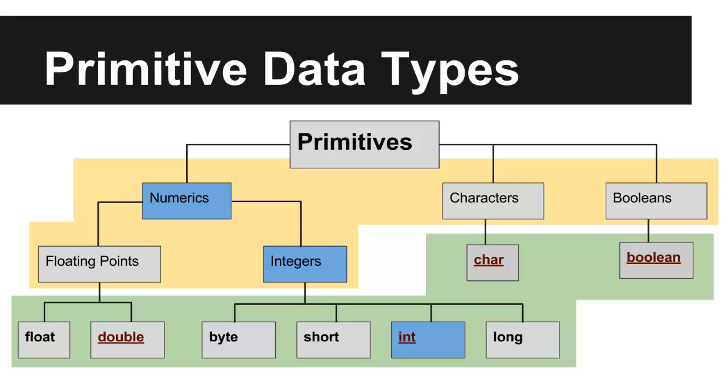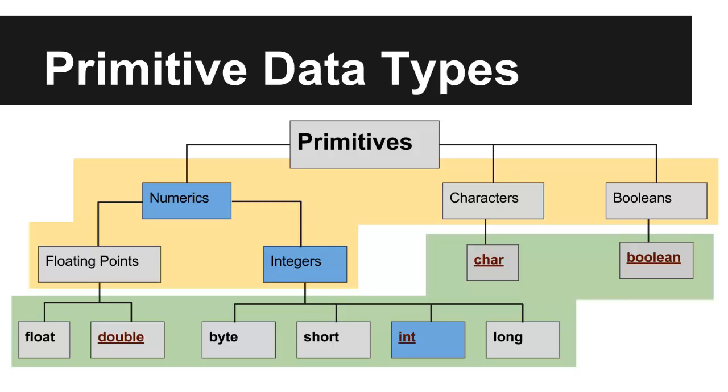The primitives are broken up into 3 categories. We have our numerics, our characters, and our booleans. So far we haven't talked about characters or booleans, so we'll get to booleans a little bit later today. And of the numerics, we have floating point types and we have integer types. So far, all that we've talked about is the integer type int, which is a 32-bit signed integer. It goes from negative 2 to the 31st to positive 2 to the 31st minus 1. A little bit less than 2 billion, and a little bit less than negative 2 billion, and a little bit more than positive 2 billion.